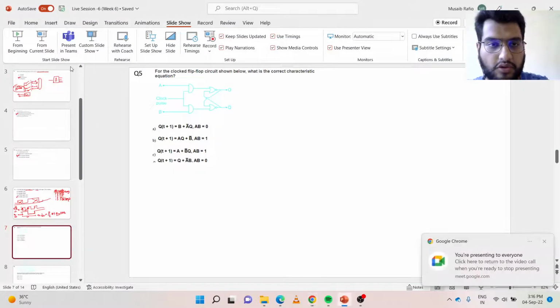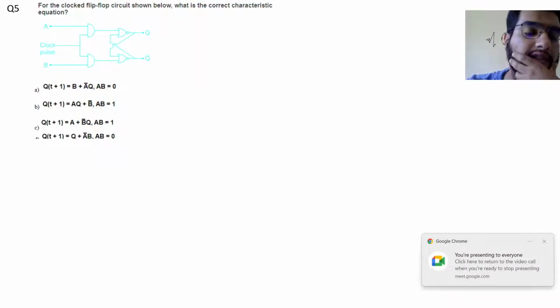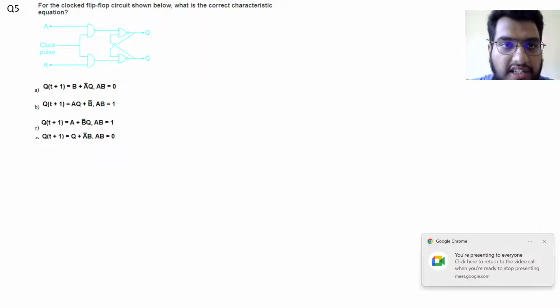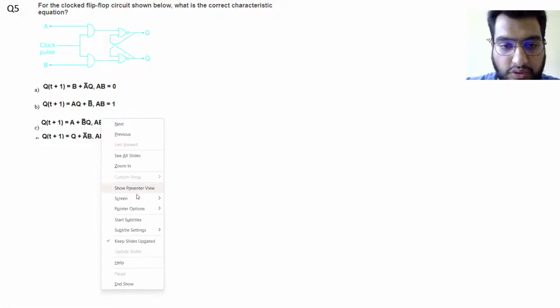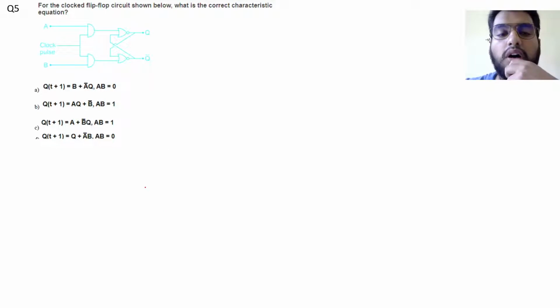So proceeding to question number 5 of today's live session. It states that for the clocked flip-flop circuit shown below, what is the correct characteristic equation? First we will show an elaborated method, solving from calculation, and then we'll give the direct answer, which is another method. So let me first show the elaborated one, that is solving it from scratch. So we have this clock pulse. Let's just consider clock is 1. We'll solve for that case only.